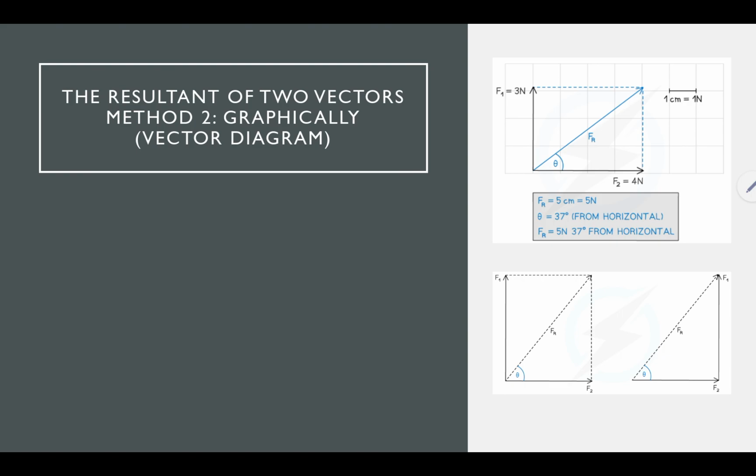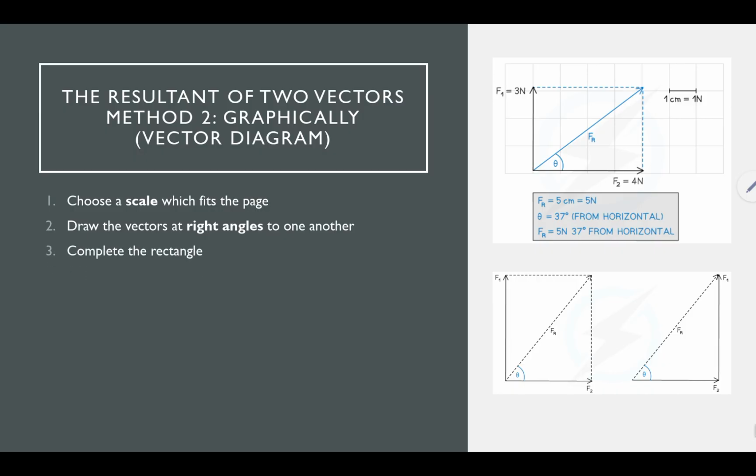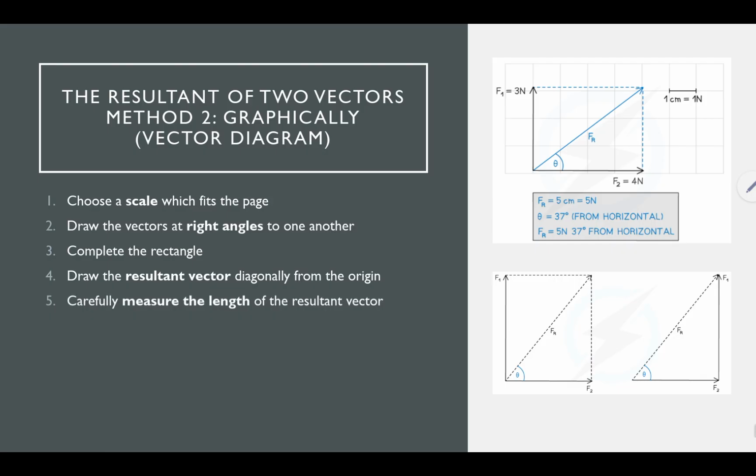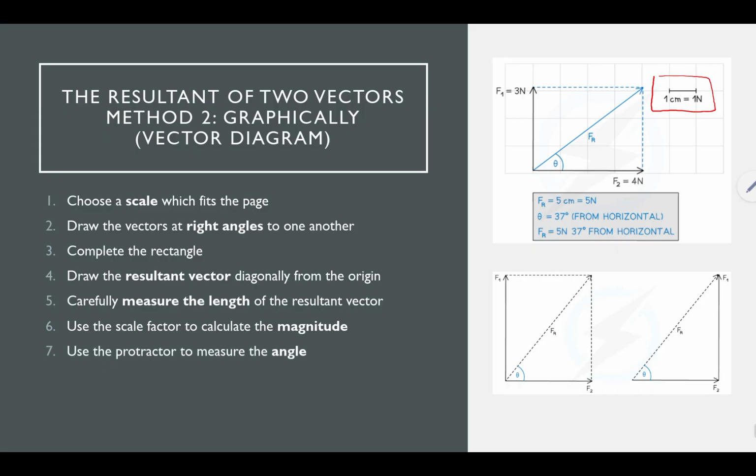So what if they didn't give it to us as numbers, they just showed it to us in a graph? First, I'll choose a scale which fits the page. I'll draw the vectors at right angles like we've done in the previous examples. I'll complete my rectangle to make sure that I know which way my resultant is going. Draw the resultant vector diagonally from the origin. Carefully measure the length using your ruler. And you can use the scale factor to calculate the magnitude if they give you a scale factor like they've done here. And finally, use your protractor to measure the angle.